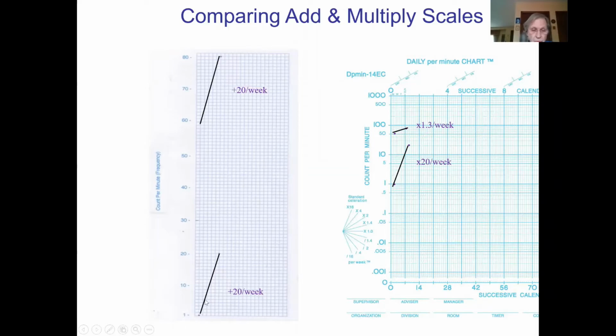So if we represent that graphically, here's an add scale. You see from 1 to 20 and 60 to 80, the slope lines are the same. But when you put it on the standard multiply scale, 1 to 20 is a times 20, but 60 to 80 is just a times 1.3. So a very different picture of change. One of the powers that gives us is we can actually see how rapidly students are learning.